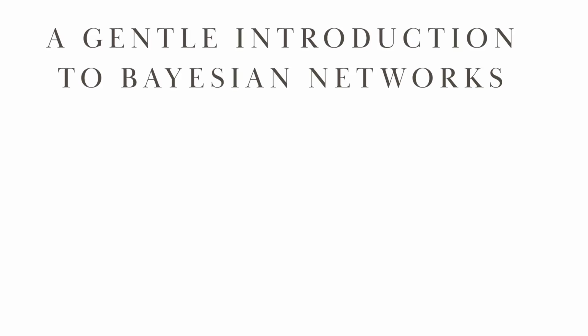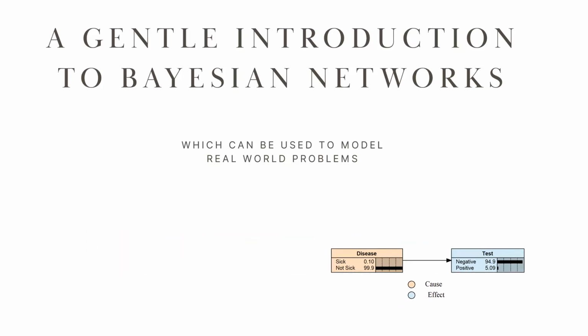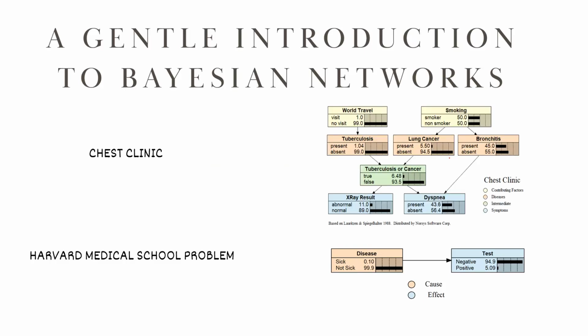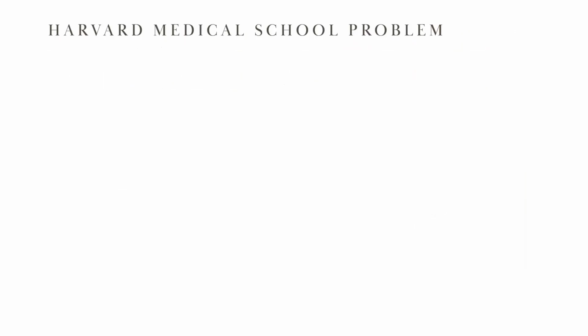This is James with a gentle introduction to Bayesian networks, which can be used to model real-world problems. In this video, we're going to look at two problems that can be modelled using Bayesian networks. The first is known as the Harvard Medical School problem, and the second is the case of a chest clinic where a patient's condition is being diagnosed. And where we are heading with this in a future video is risk analysis of IT systems.